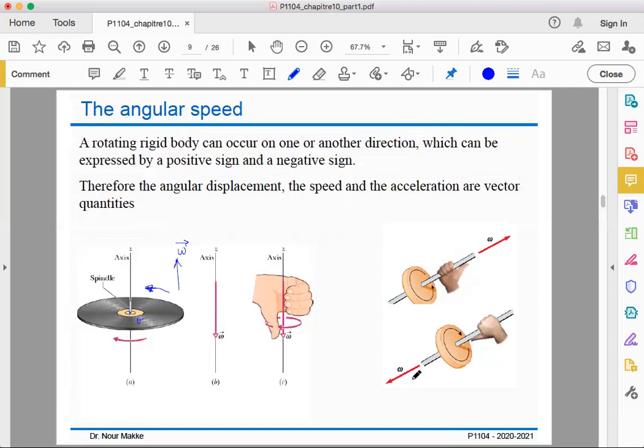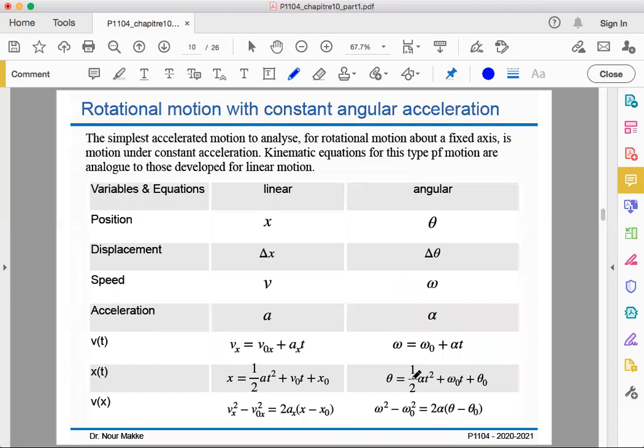So this is the best way, and the only way, to determine the direction of the angular speed: using the right-hand rule. Now, let's move on to a new section. This is a very important section because it's one of the simplest cases of rotational motion, in which we have rotational motion under constant angular acceleration.